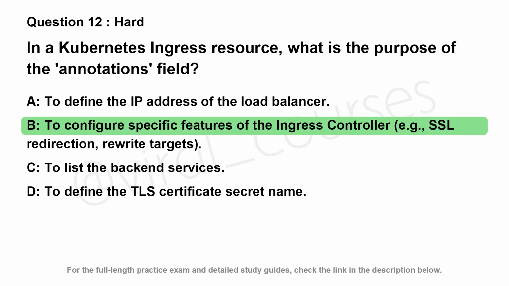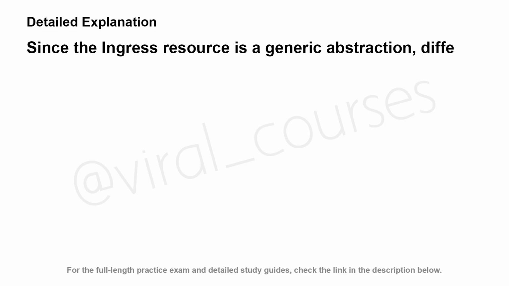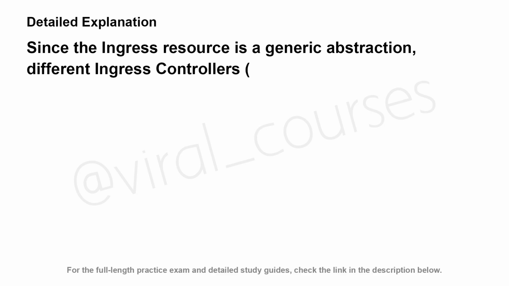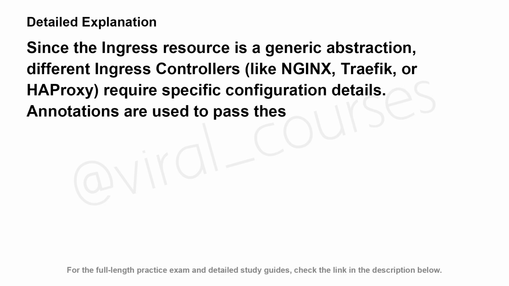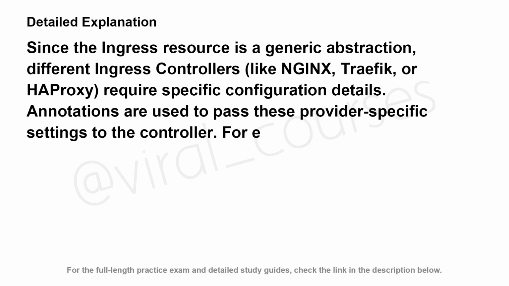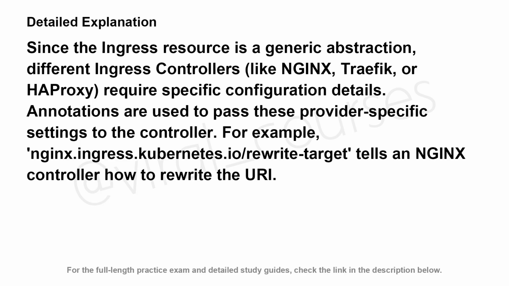The correct answer is B. Since the Ingress resource is a generic abstraction, different ingress controllers, like Nginx, Traefik, or HAProxy, require specific configuration details. Annotations are used to pass these provider-specific settings to the controller. For example, nginx.ingress.kubernetes.io/rewrite-target: '/' tells an Nginx controller how to rewrite the URI.